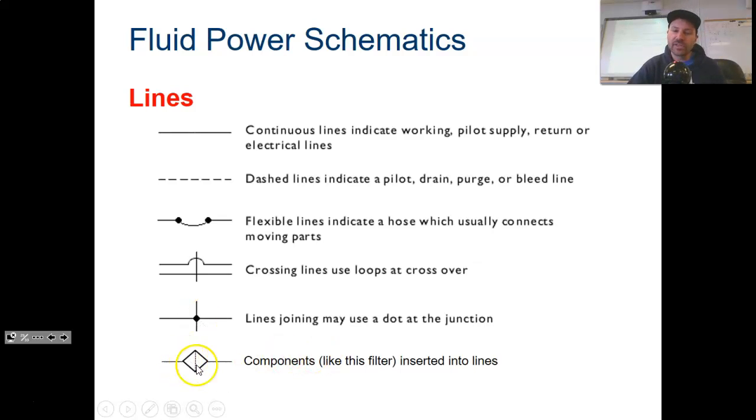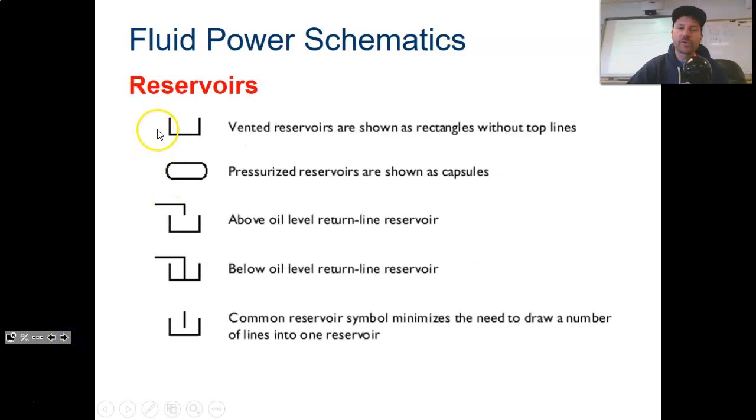If you have a filter, we kind of showed you that last time. This is what a filter looks like. Reservoirs, you saw in that first one, it was just a tank, or you can physically draw a pressurized tank so you can push it. Here's a return line, and it fills the reservoir from the top, or you can fill it from the bottom.